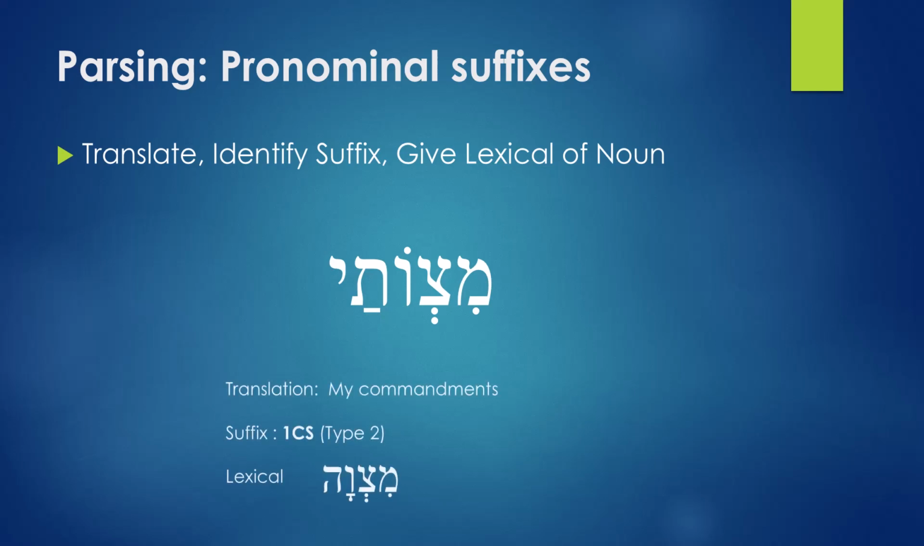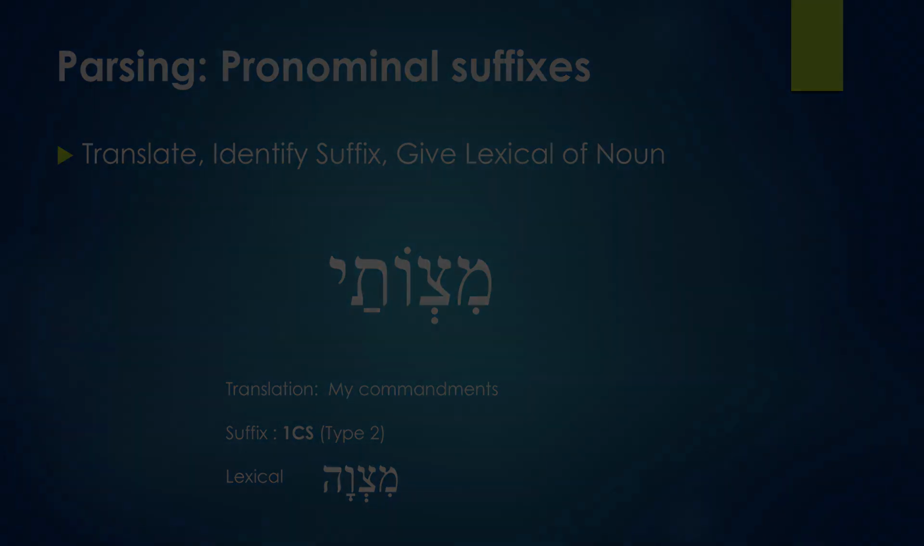Alright, here's the parsing. Mitzotai is coming from the word mitzvah. Mitzvah means commandment. The suffix i is coming from first person common singular. 1cs means first person common singular. And because of the patach yod, that is going to be a type 2. Type 2 are those that are added on plural nouns. So instead of saying my commandment, you're going to say my commandments, a plural noun.